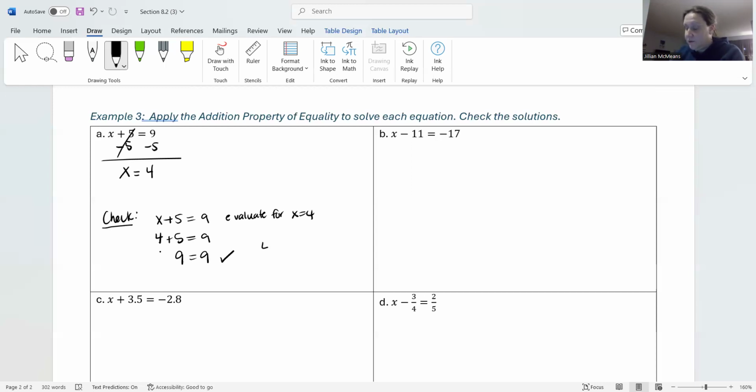So we can say that 4 satisfies the equation. So we can say with a very high level of confidence that 4 is the solution to this equation. Okay, so this is the solution.